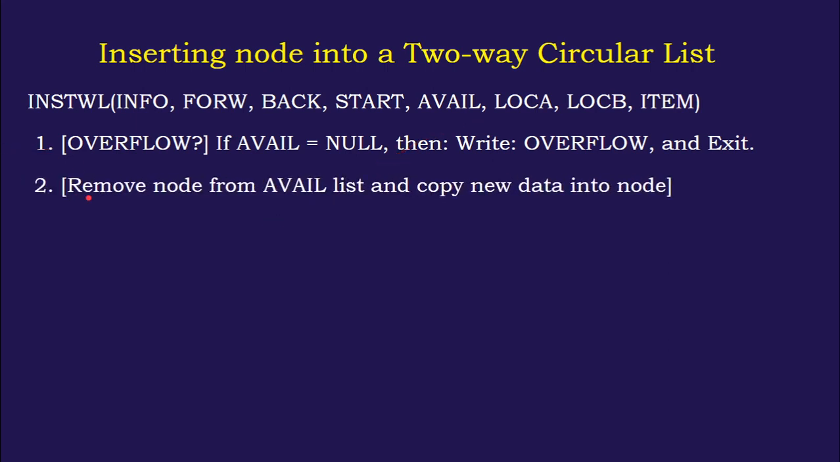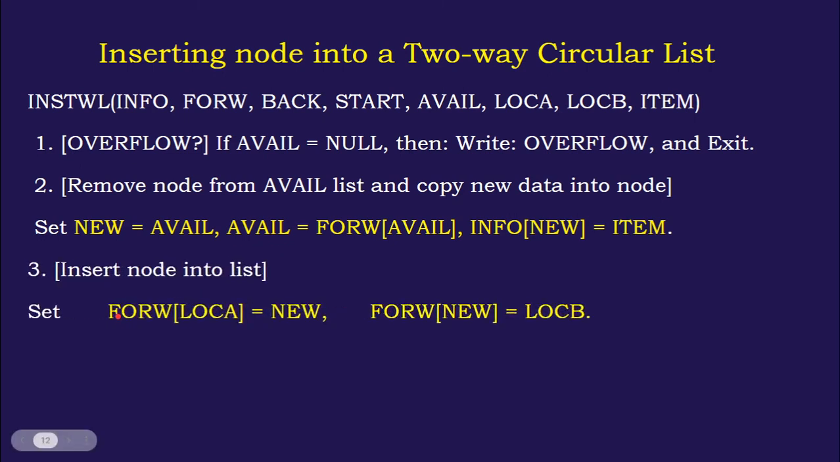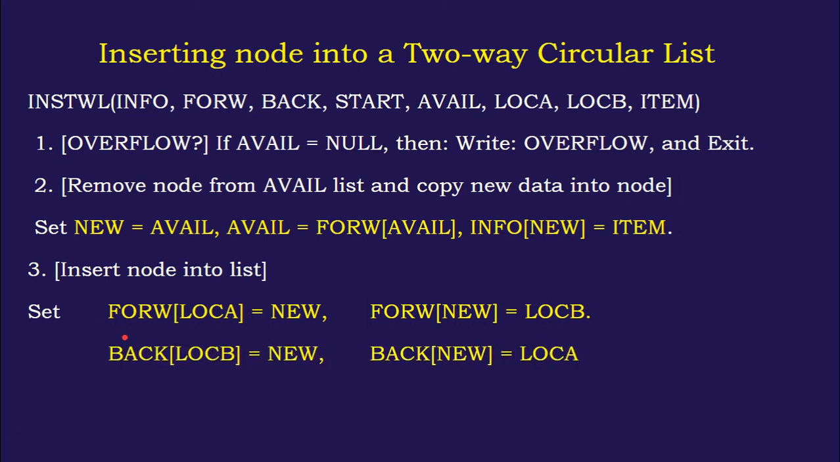Otherwise we have to remove a node from the avail list and copy the data into the new node. For this statement, new is equal to avail and avail is equal to forward of avail and info of new is equal to item. The same we have seen in the previous slide. Now it is given in the algorithm format. Then insert node into the list. Now we have to set both the forward and the backward pointer by these two statements, and that's all. We have to exit the algorithm.